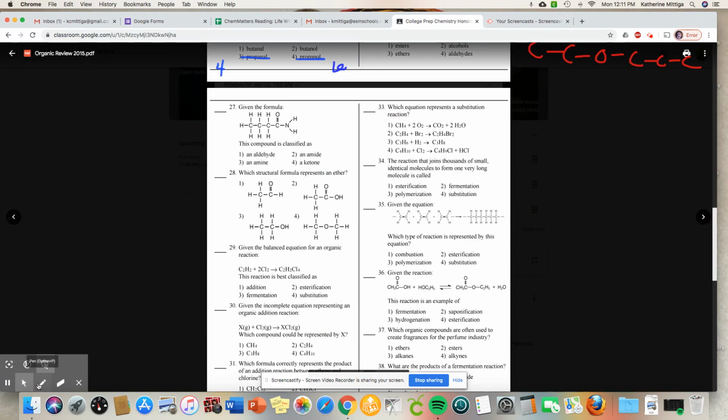Number 27. What is this? Oh, I see nitrogen. So if you see nitrogen, this means it's got to be an amine or an amide. So it's one of those two. So let's check the differences. In an amine, you just start from ammonia. In an amide, you have the C double bonded O. So this has to be an amide. Which is an ether? An ether has the 2 chains of carbons separated by a single bonded O.